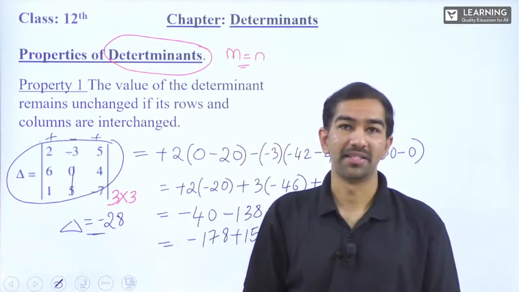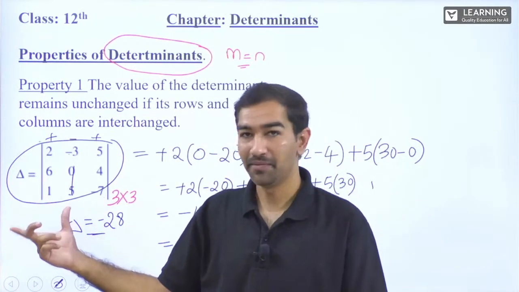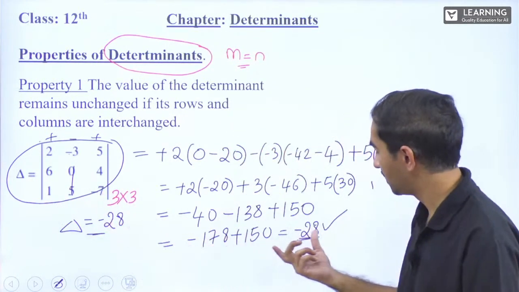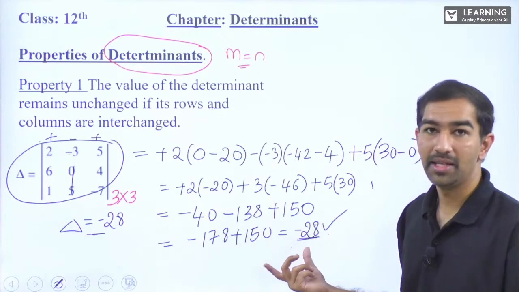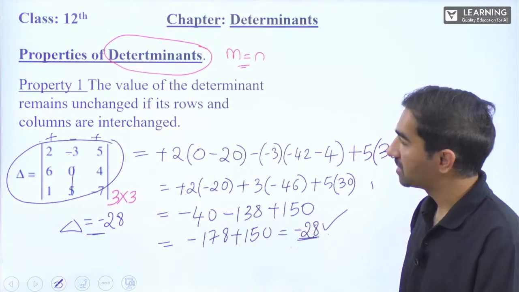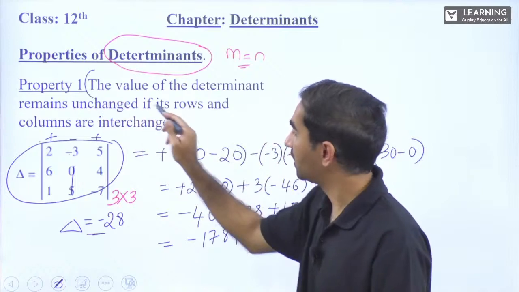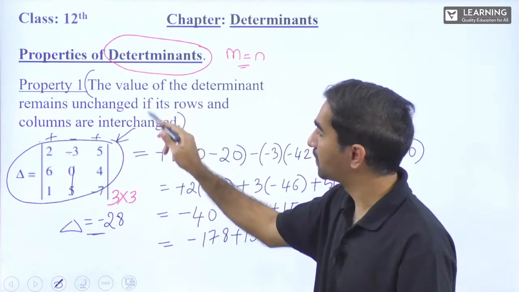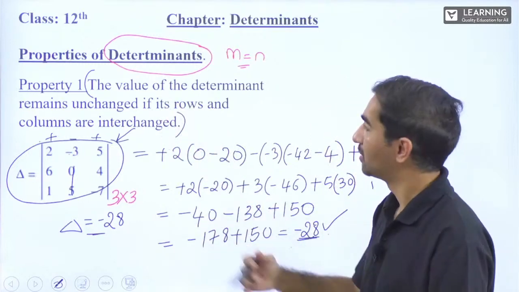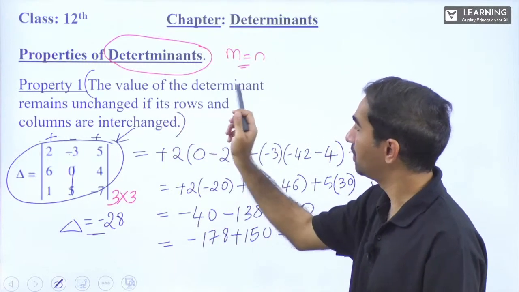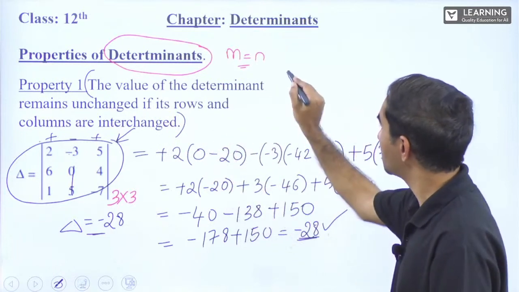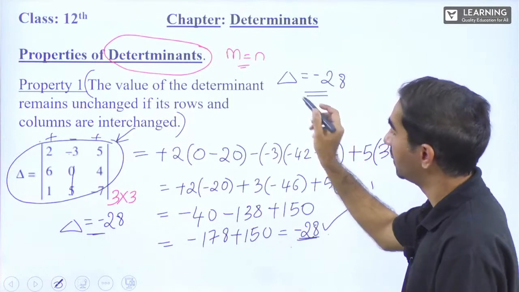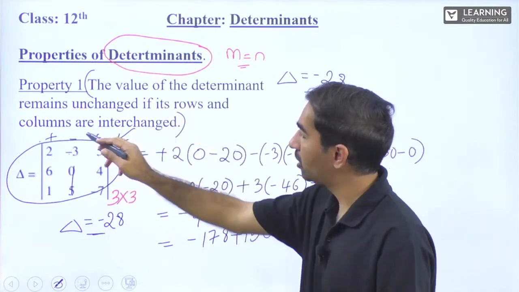What did we do here, students? We had taken one example and found the determinant of this example. The value of the determinant is minus 28. What we are going to do next is apply this property to this given determinant and see whether this property is true or false. What is the property telling? The value of the determinant remains unchanged, meaning delta will be equal to minus 28 only, even if its rows and columns are interchanged.